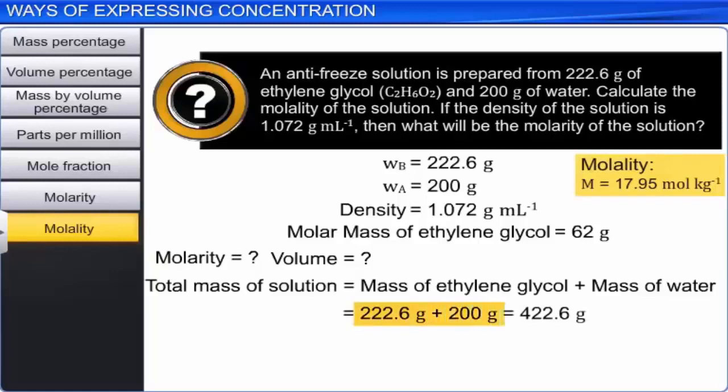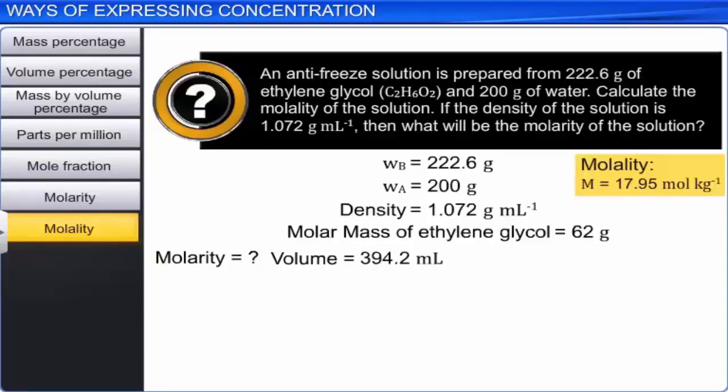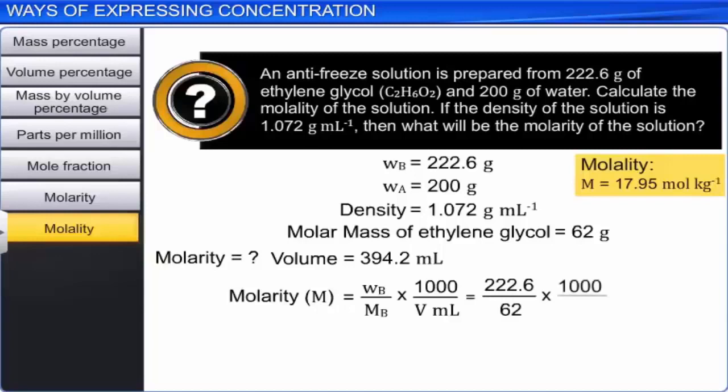Using the value of density of the solution, which is 1.072 grams per milliliter, you can calculate the volume of the solution. Density is equal to mass per unit volume, and thus V is equal to 422.6 grams divided by 1.072 grams per milliliter, or V is equal to 394.2 milliliter. Now substitute this value of V in the expression for molarity. Therefore, M is equal to 222.6 divided by 62 multiplied by 1000 divided by 394.2. On solving, we get M is equal to 9.1 moles per liter.